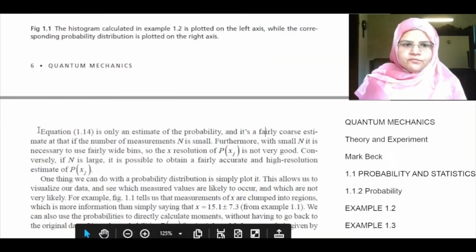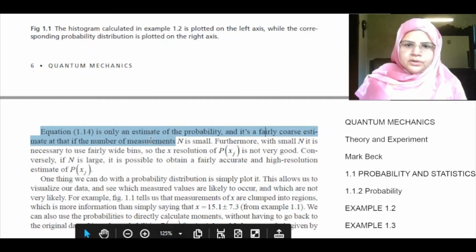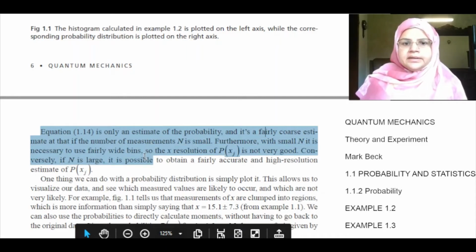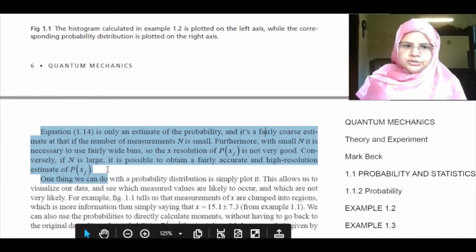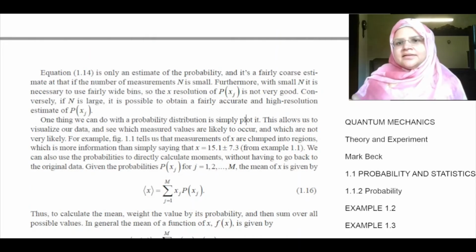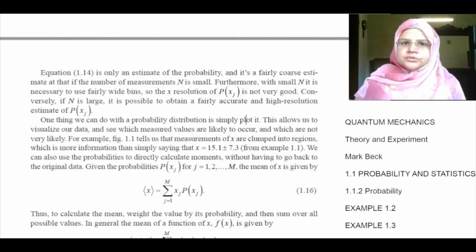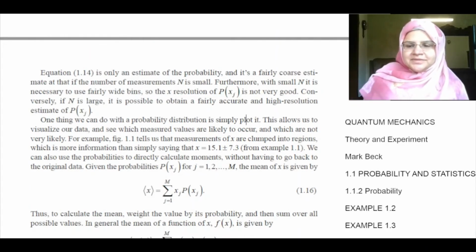Equation 1.14 is only an estimate of the probability, and it's a fairly coarse estimate at that if the number of measurements n is small. Furthermore, with small n, it is necessary to use fairly wide bins, so the x resolution of Pxj is not very good. Conversely, if n is large, it is possible to obtain a fairly accurate and high resolution estimate of Pxj. This means that to obtain high resolution, a large number of measurements should be taken.